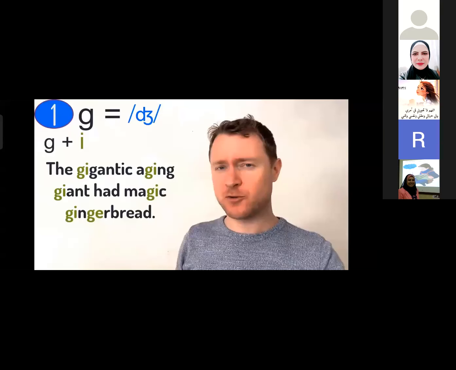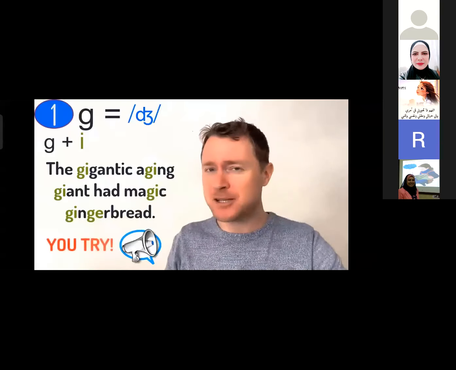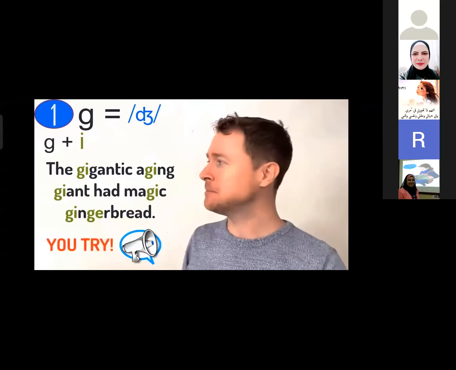Yes, go ahead. Gingerbread. Okay. The gigantic aging giant had magic gingerbread. Okay, let's go ahead and complete the video. You try. The gigantic aging giant had magic gingerbread. Your turn.